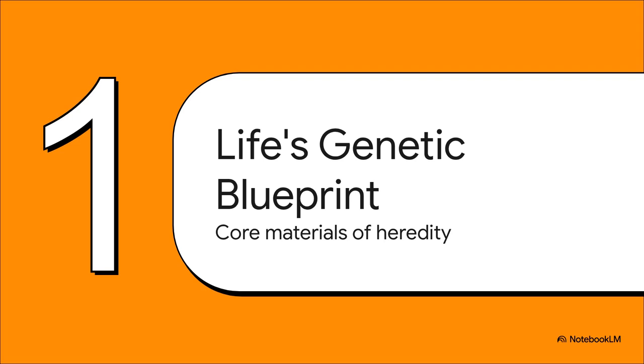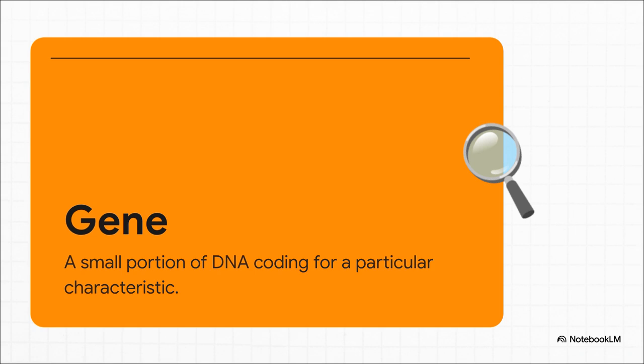First up, life's genetic blueprint. Before we can get to the cool stuff, we really have to get a handle on the basic language of our own biology. So everything, and I mean everything, starts with the gene. The easiest way to think about it is like this. Your body is a massive, complicated instruction manual, and a single gene is just one instruction in that book. Something like, make this person's eye color blue. It's a tiny, tiny piece of DNA, but its job is absolutely crucial.